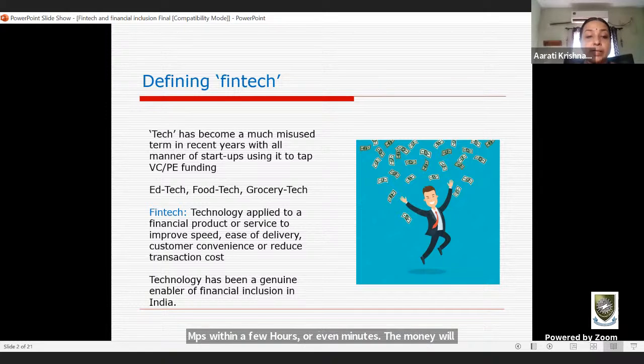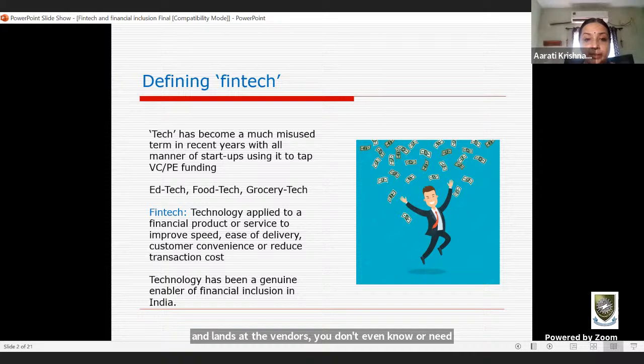Second thing is ease of delivery. Like if you people have used, you surely must be using Paytm, QR codes and things like that. The utter ease with which you're able to pay any vendor. I mean, you just scan the QR code, within moments the money goes and lands at the vendor's. You don't even know or need to know his bank account details or anything. That is ease of delivery, right?